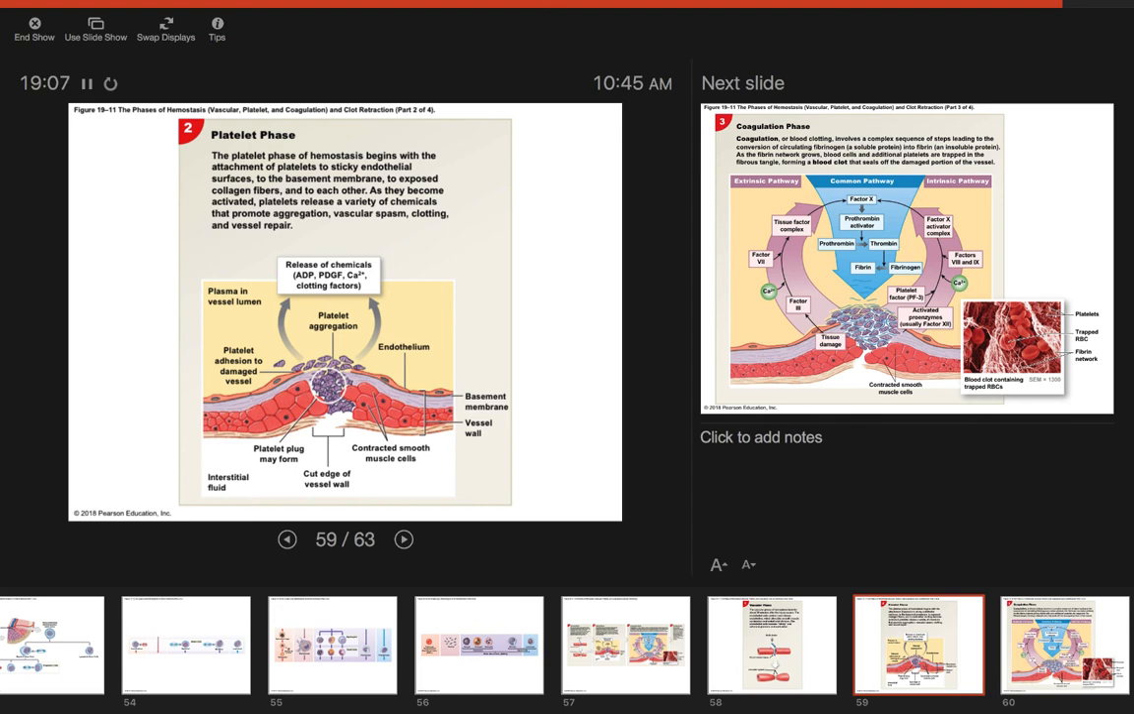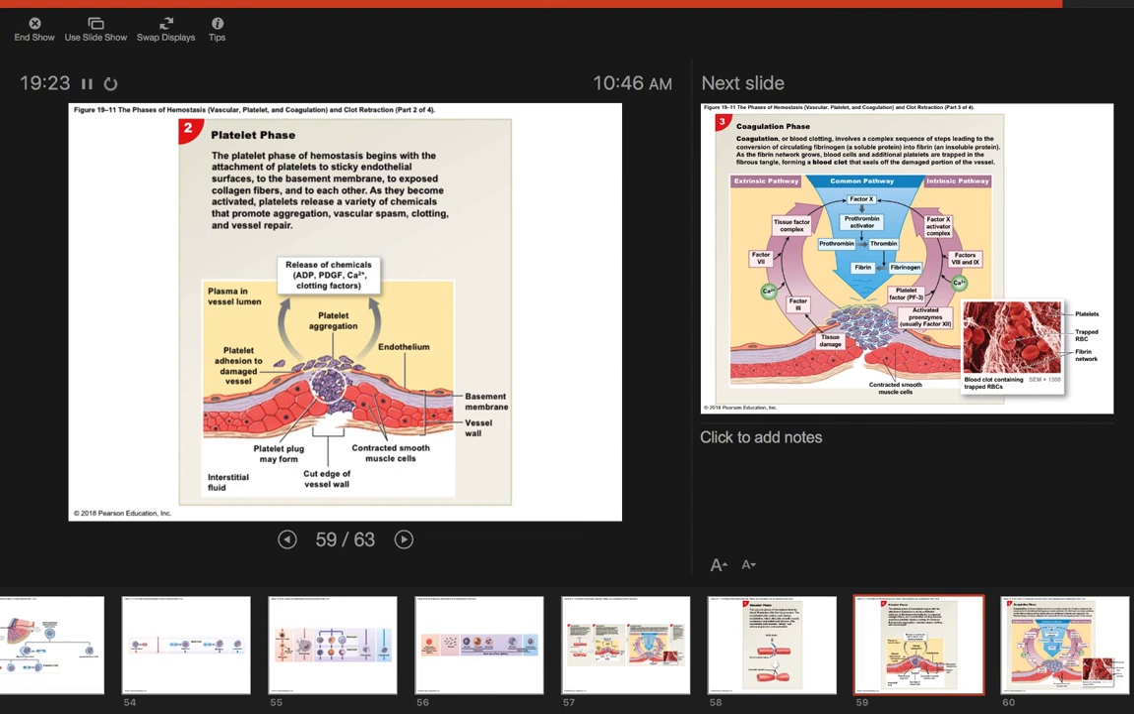So anyway, in this second phase, the platelet phase, the platelets stick to the sticky ends and form a platelet plug. We get a platelet plug formed. And now that's going to plug up the hole.